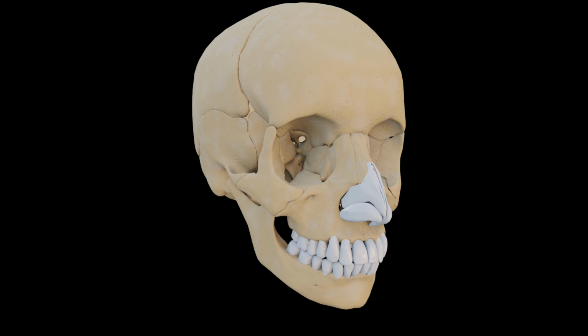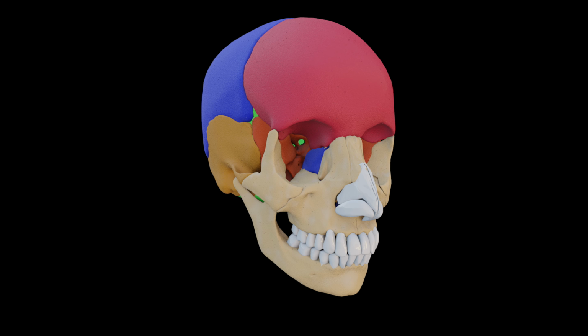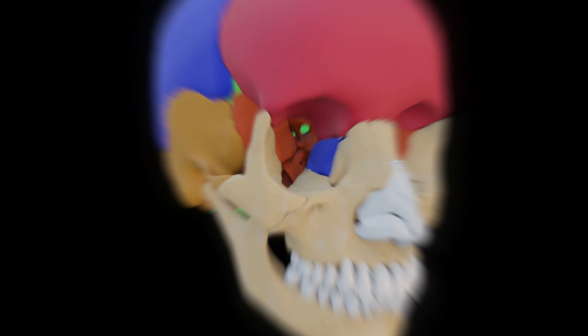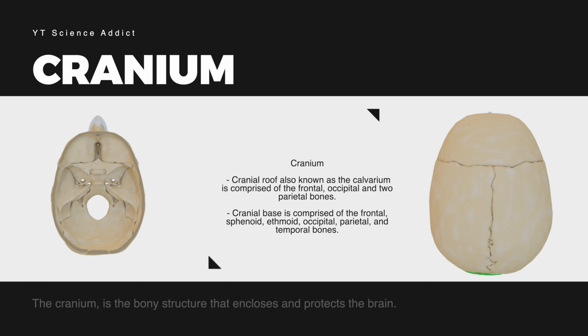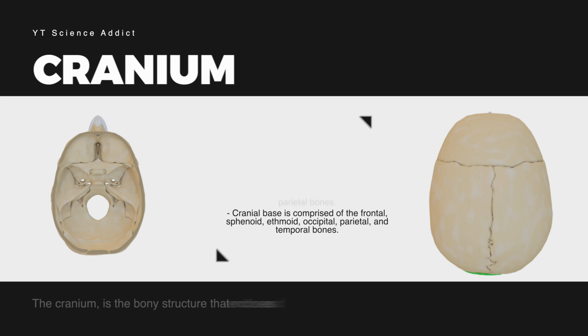The skull is divided into two parts, the brain case, also known as the neurocranium, and the facial skeleton, also known as the viscerocranium. The cranium is the bony structure that encloses and protects the brain. Anatomically, the cranium can be subdivided into two parts.